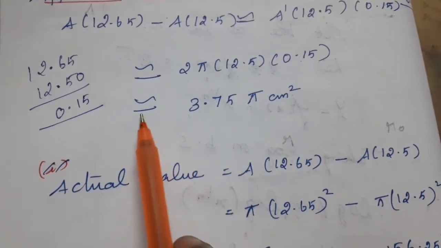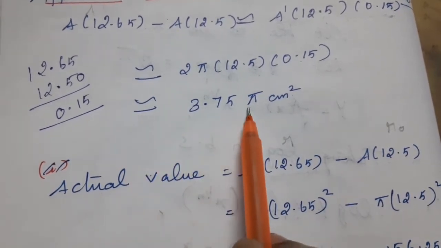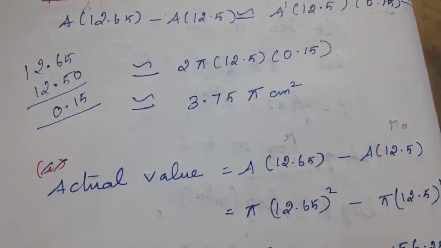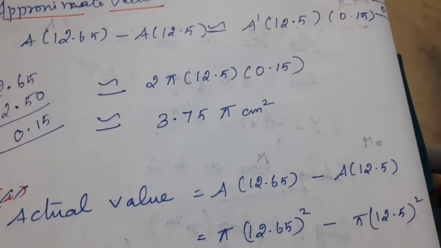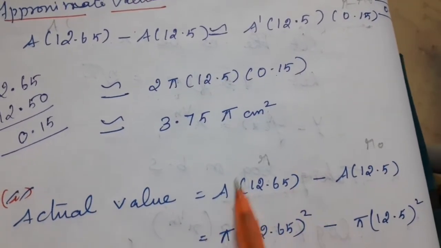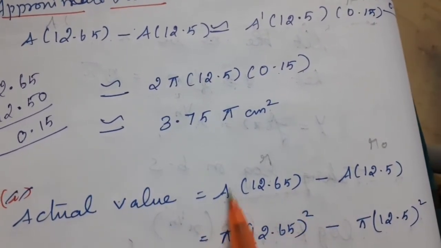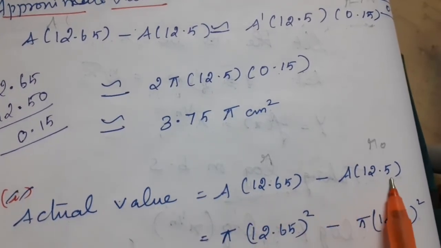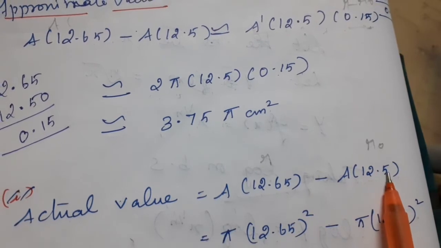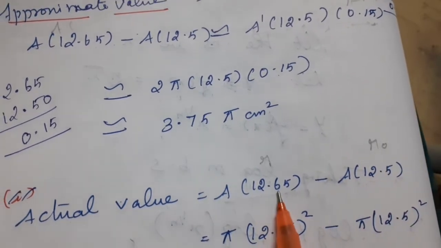So the approximate value is 3.75 pi centimeter square. Next we are finding the actual value. What is the actual value? The actual value is A of 12.65 minus A of 12.5, the area with the wrong measurement, the bigger area. 12.5 is the original radius, and instead of measuring 12.5, it was measured as 12.65.